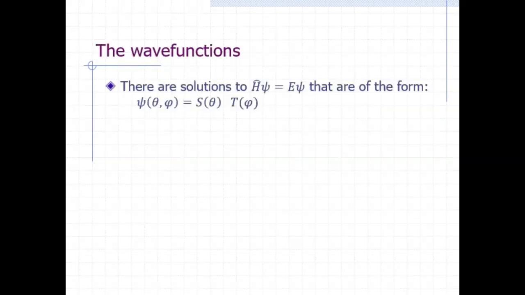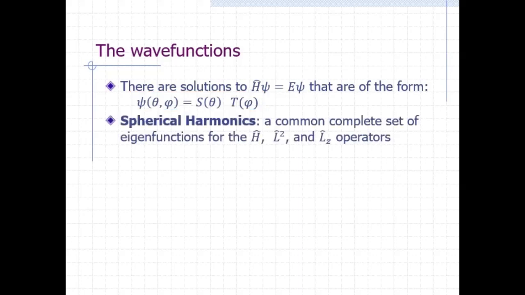It can be shown that there are solutions to the Schrödinger equation that can be written as a product of a function of theta and a function of phi. These solutions are known as the spherical harmonics.